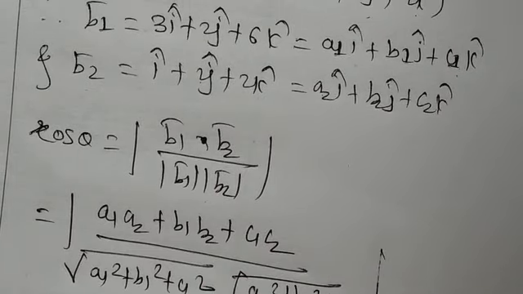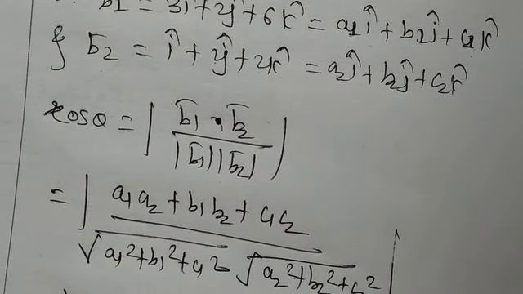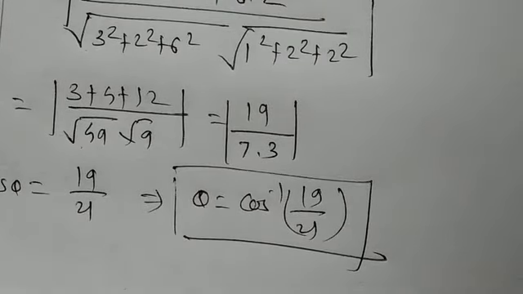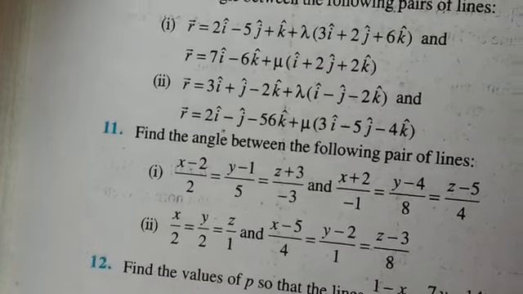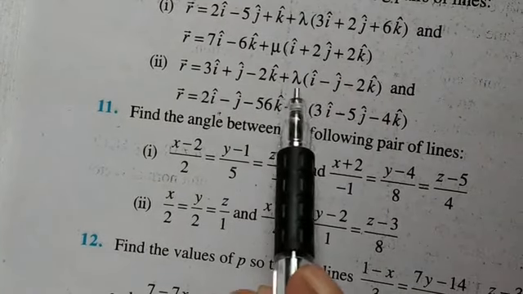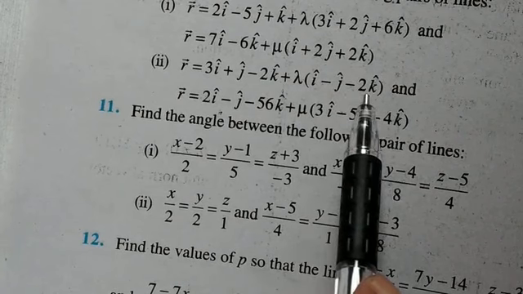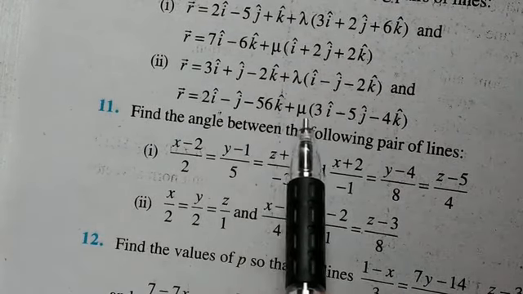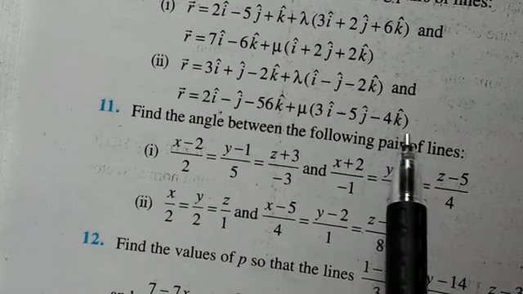For these types of examples, you must know the parallel vectors b1 and b2. Identify them, put in the formula, use the values and just solve. That type of example is very simple. The next type of example is the second one: r bar equals 3i plus j minus 2k plus lambda times (i minus j minus 2k), and r bar equals 2i minus j minus 56k plus mu times (3i minus 5j minus 4k).